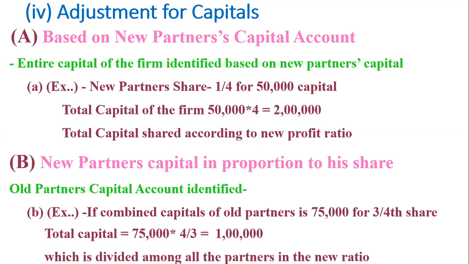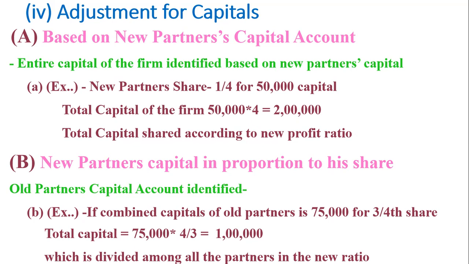Or the old partners' capital composition can be computed, and out of that total composition, the new partner's share can be identified and that will be brought in by the new partner. So the first case is based on the new partner's capital account. If a particular partner is bringing in capital, his share of capital is for his share of profit, the capital is taken into consideration, and the total capital of the firm, what should be the capital of the firm, is identified and that will be shared by the remaining partners.